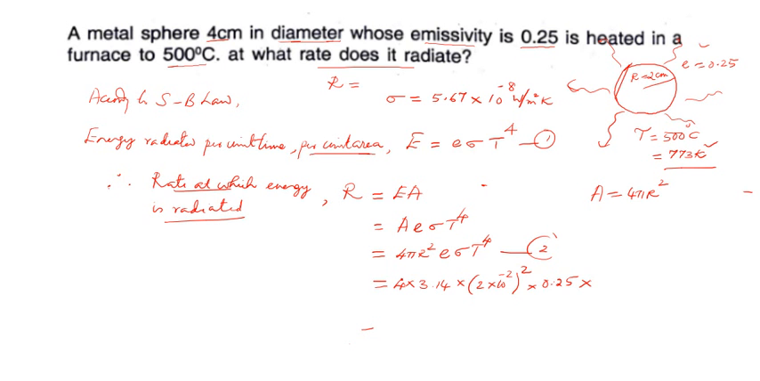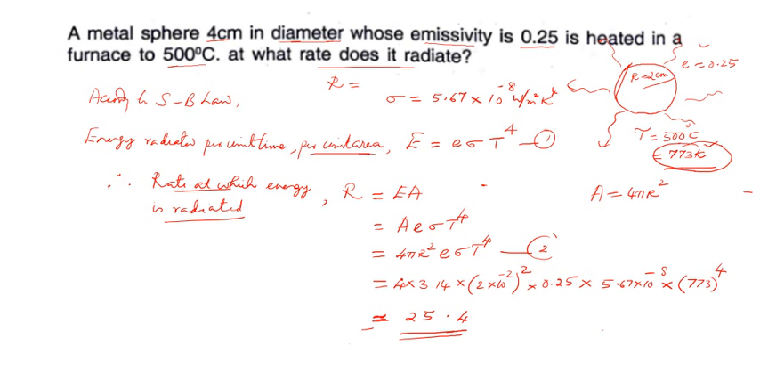Just substitute for sigma, 5.67 into 10 raised to minus 8. Be very careful while substituting. I'm not writing the units because they are already ensured, into temperature raised to 4, where the absolute temperature is 773 Kelvin. So I write 773, whole raised to 4. Having worked this out, the numerical value turns out to be roughly 25.4. Please verify all these answers yourself.